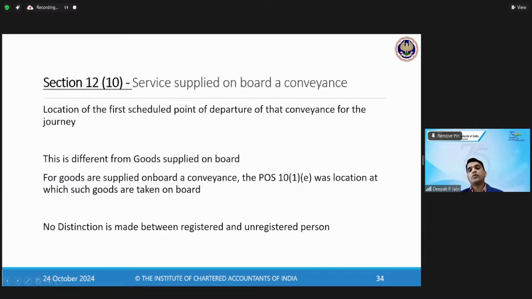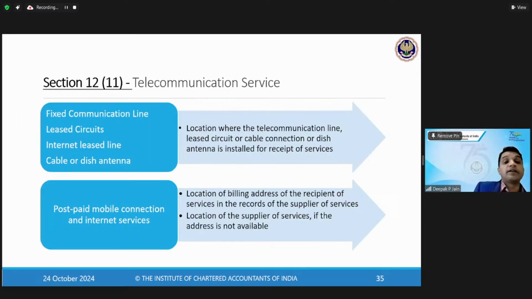Okay, so we understood 12.9 and 12.10. Now coming to 12.11. 12.11 says what is the place of supply in case of a fixed communication line, lease line, internet lease line, or a cable or a dish antenna. What will become the place of supply for these services? For these services, the location will be where the communication line, lease circuit, or cable connection or dish antenna is installed for receipt of services.